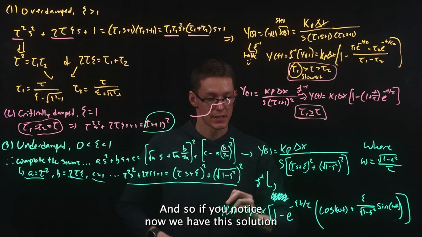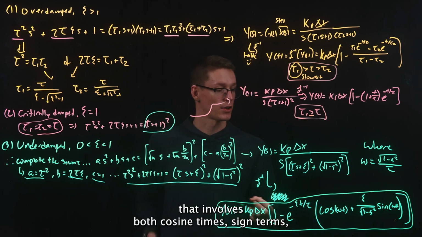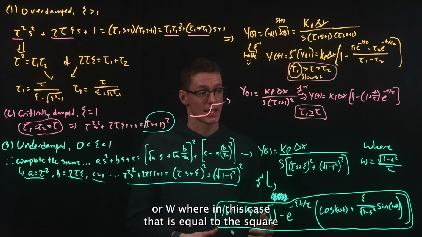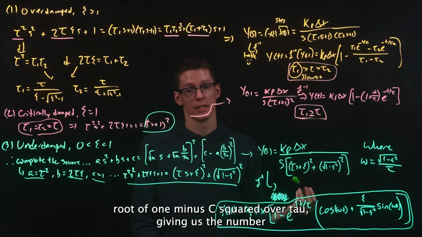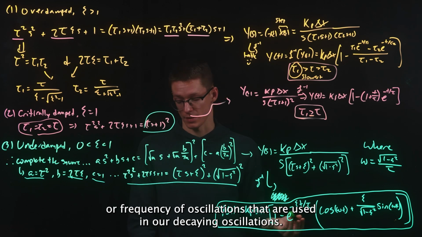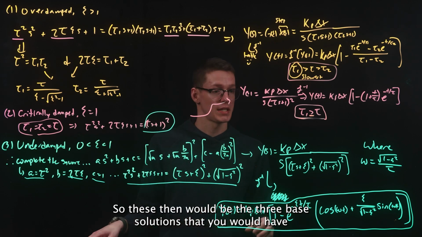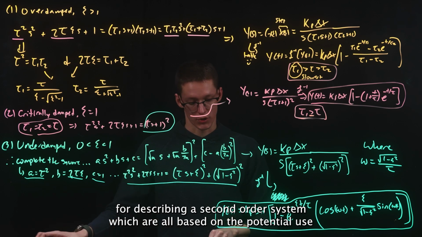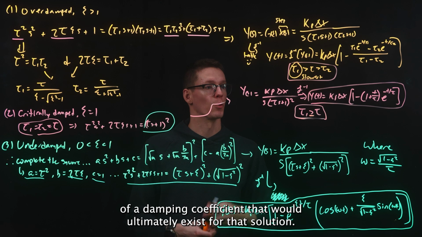And so if you notice, now we have this solution that involves both cosine terms and sine terms. We have our exponential term here, and we're using omega, or w, where in this case that is equal to the square root of 1 minus c squared over tau, giving us the frequency of oscillations that are used in our decaying oscillations. So these then would be the three base solutions that you would have for describing a second order system, which are all based on the potential use of a damping coefficient that would ultimately exist for that solution.